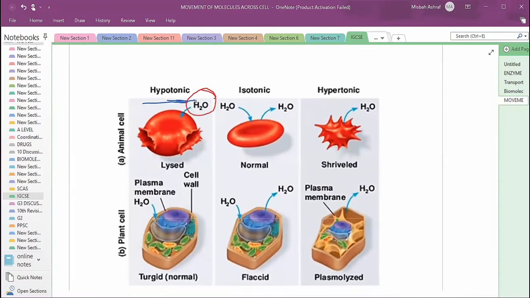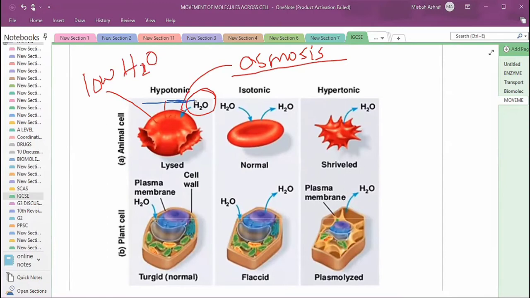So water will move from high concentration to lower concentration by the process of osmosis. Water will move from outside to inside the cell because inside there is low concentration and outside there is more concentration of water. So it will move inside by osmosis, and ultimately what will happen? The cell will swell first and ultimately it will burst, which will lead to the death of the red blood cell.